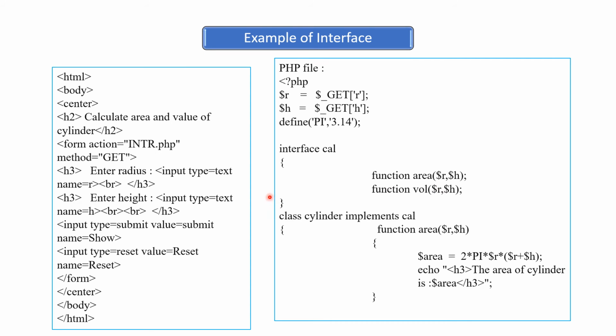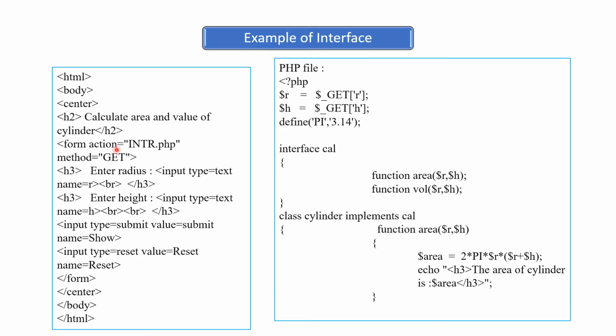There is an example for your interface. First one, this is the HTML file. This is an example to calculate the area of the cylinder by using the interface. Here you can design the HTML form, and in this form you can provide two text fields for the radius and the height for the calculation of the area.